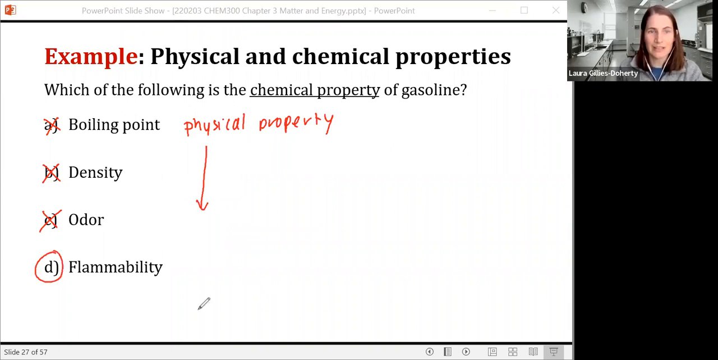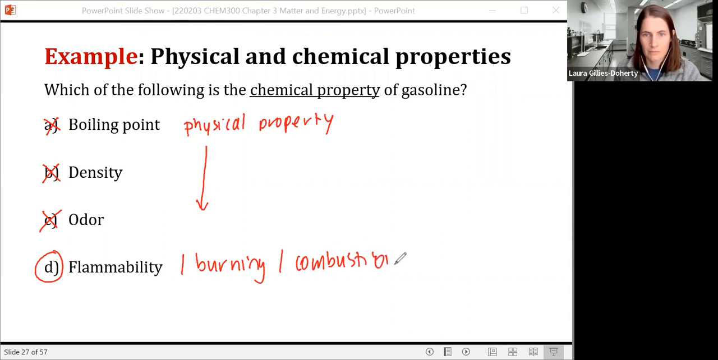And then we get to flammability. This is burning. Or in chemistry, we call it combustion. So when you burn gasoline, it changes into something else. You no longer have gasoline left if you completely combust it or burn it. And so the chemical property you're observing there is the flammability of gasoline. It undergoes a chemical change, and you observe that chemical change as the chemical property of flammability. So the answer to this one is D. Flammability is a chemical property of gasoline.